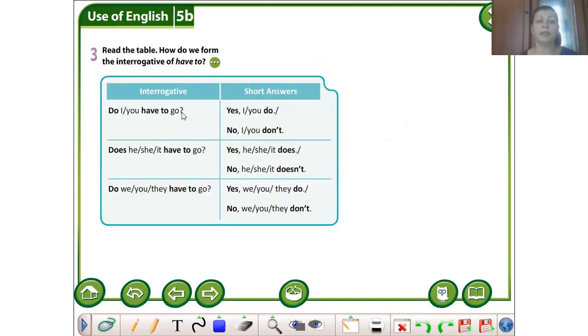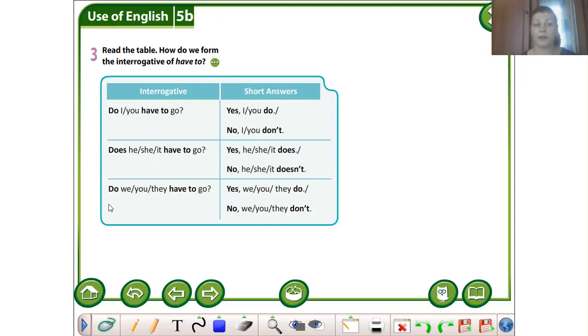So, let's look at the examples of the interrogative form and short answers. Do I have to go? Yes, I do. No, I don't. Do you have to go? Yes, I do. Yes, you do. No, you don't. Does he have to go? Yes, he does. No, he doesn't. Does she have to go? Yes, she does. No, she doesn't. Does it have to go? Yes, it does. No, it doesn't.